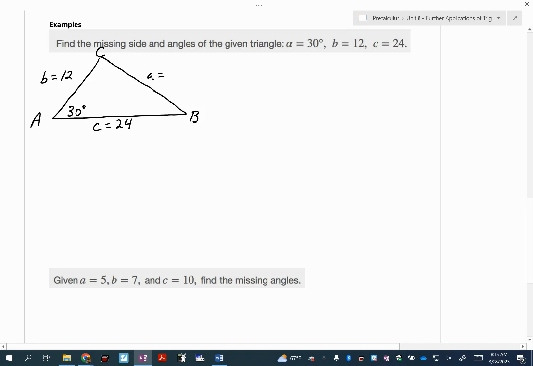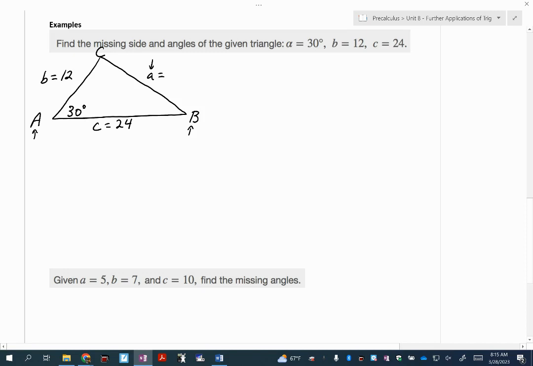Okay, so I have angle A, right? I know angle A, but I don't know side length A. I know side length B, but I don't know angle B. I know side length C, but I don't know angle C. So since I don't actually have any pair where I know the angle on the same side, then I have to use the law of cosines.